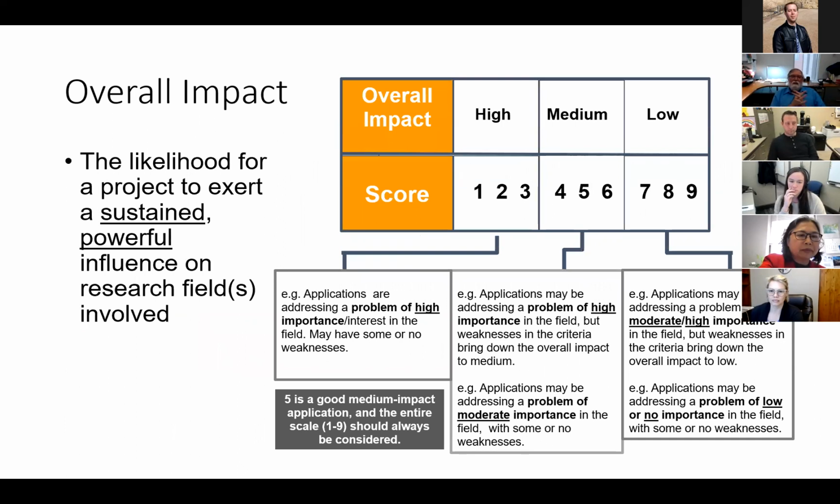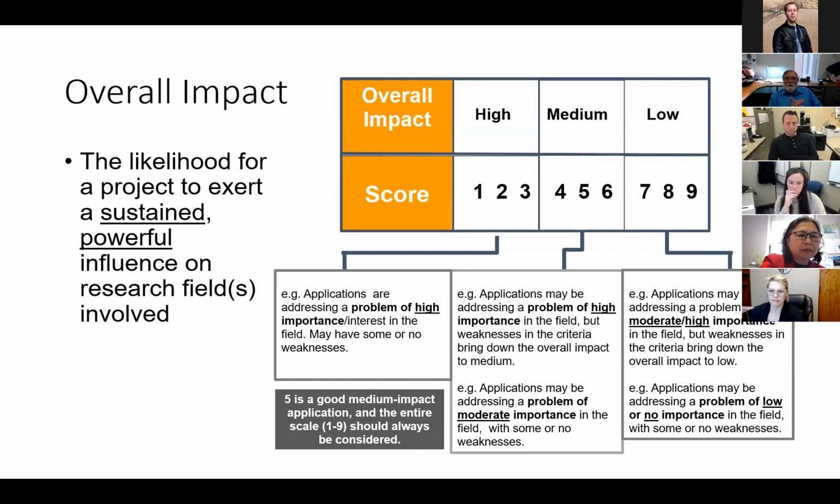So your overall impact score, if they're high, is usually between the score of 1, 2, and 3. Pretty much you're addressing a problem that the study section deems to be of high importance or interest to the field. You may have some or no weaknesses. A score of 1, if you're ever on a study section, be ready to defend that score, because you should have really brought up no weaknesses. At 2 or 3, you can have some minor weaknesses, and usually they'll be stated as not having much of an impact on the ability to do the project.